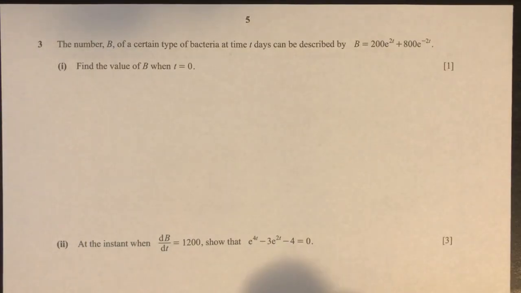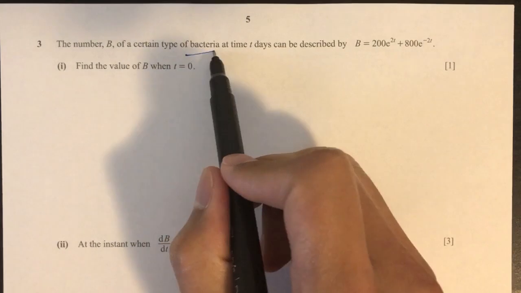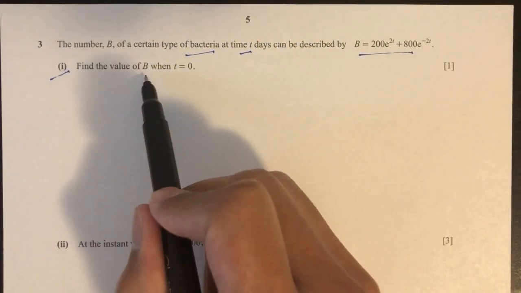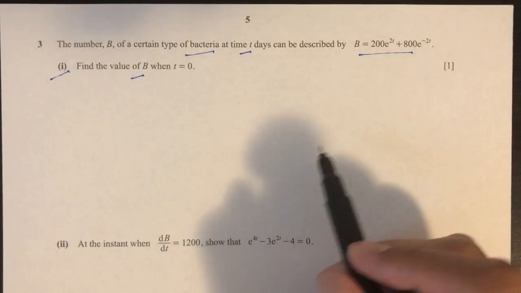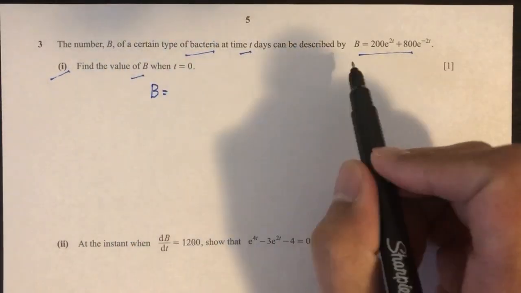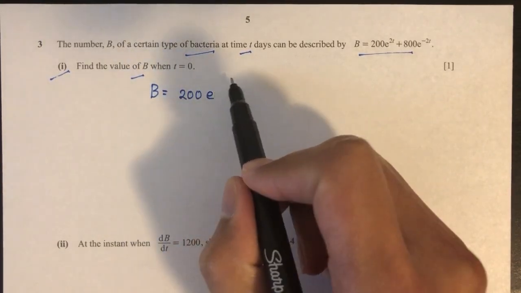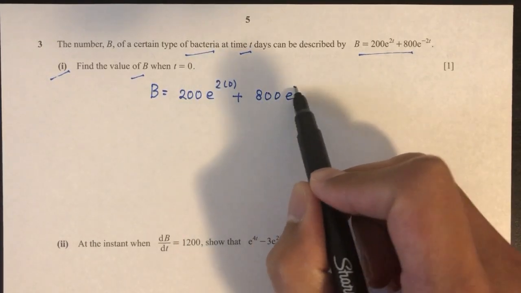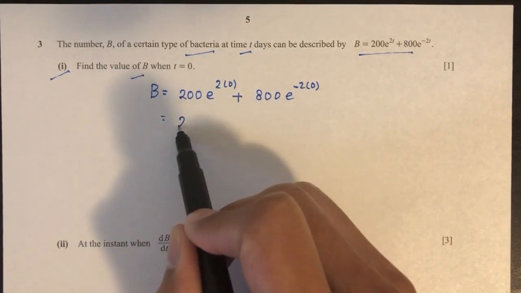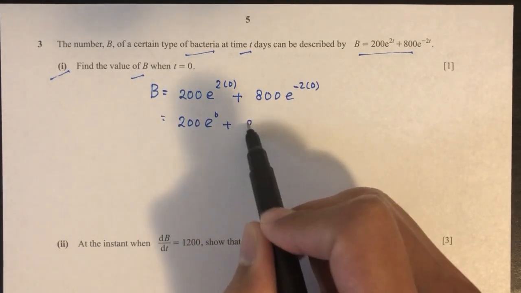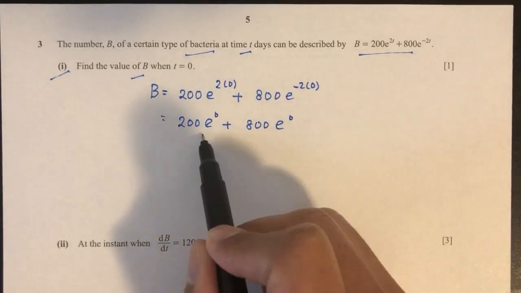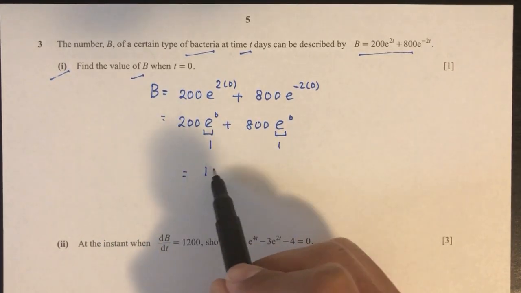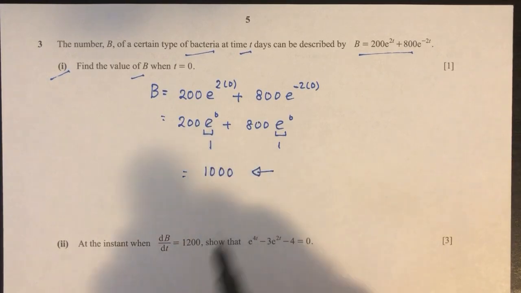Number 3. The number b of a certain type of bacteria at time t days can be described by this equation. Part 1. Find the value of b when t equals 0. So replace t by 0, so we get 200 e power 2 times 0 plus 800 e power minus 2 times 0. That becomes 200 e power 0 plus 800 e power 0. Anything power 0 becomes 1. So 200 plus 800, that will be 1000. This will be the value of b.